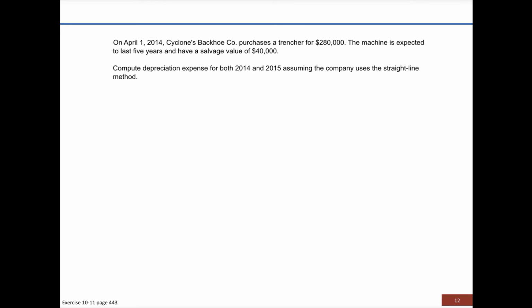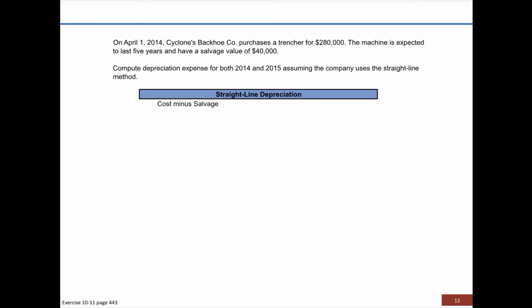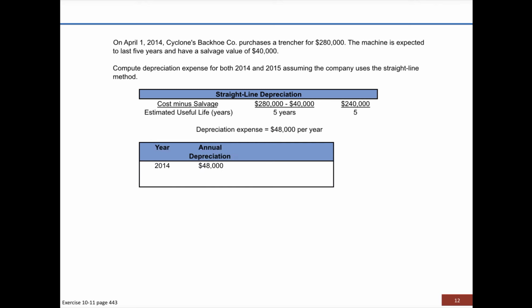All right, so another example of straight line depreciation. 5 years, $280,000 initial value, $40,000 salvage value. So that gives us $240,000, and we want to divide that by 5 years. What is that? $48,000 a year. So each year, our depreciation expense will be $48,000.